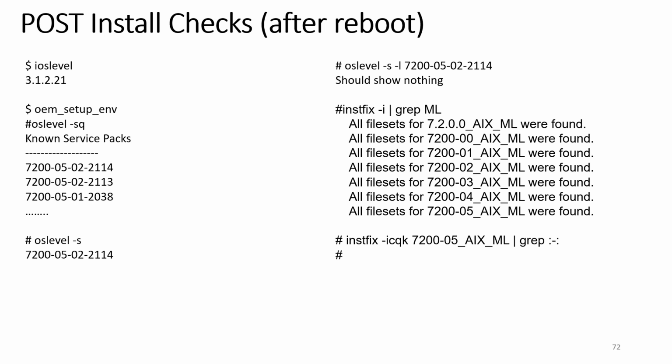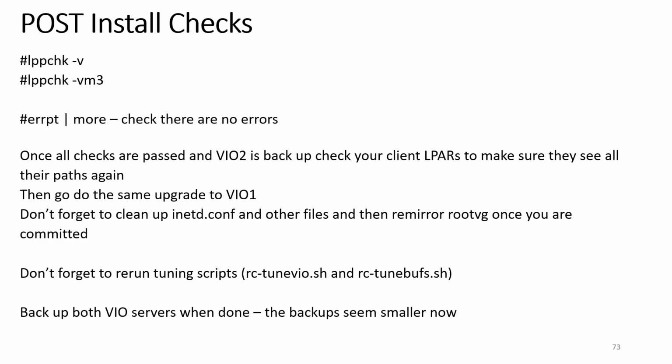After the install, I run a bunch of checks to make sure that I am not missing any filesets. I like to have a very clean system. Also check errpt, and I make sure that all my clients are happy. And if I was running on internal disks, I'll probably leave it a week and then I'll remirror rootvg just in case I have to go back. And like I said, you have to rerun any tuning scripts. And when you're done, you should back up both your VIO servers. One thing I did notice is that the backups are smaller.